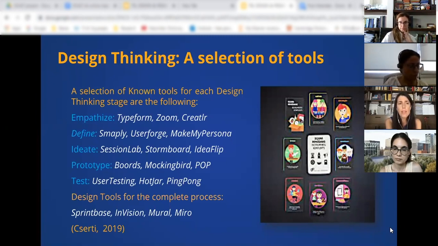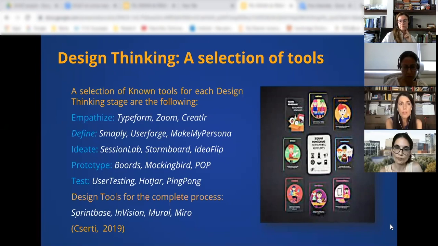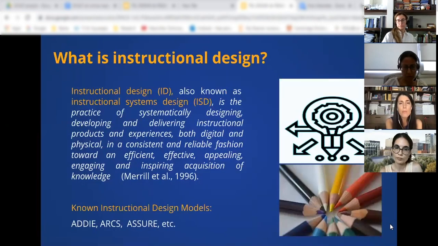Empathize, define, ideate, prototype, and test. So you can also see and check all this. Yes, please. And then let's go to instructional design. Again, here we will see some known instructional design models. So again, we can see a process. There are different steps that you need to follow.